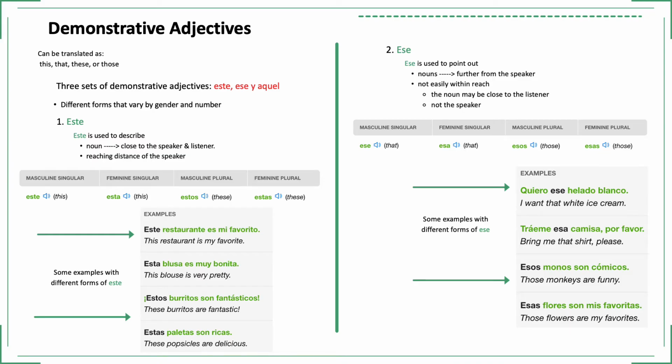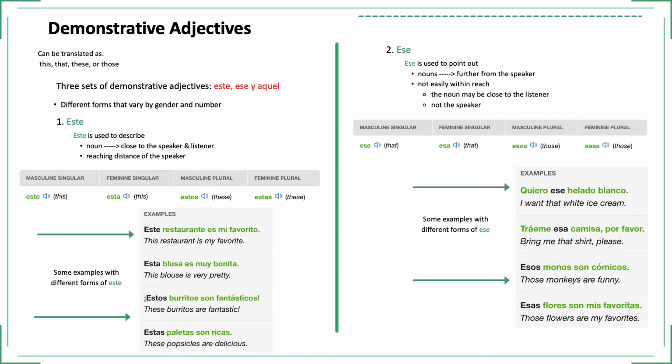Bueno, antes que todo, as the name implies, Spanish demonstrative adjectives demonstrate a quality about the noun they modify. In this case, the quality is the location in respect to the speaker or the listener. Spanish demonstrative adjectives can be translated as this, that, these, or those. Spanish has three sets of demonstrative adjectives, each of which has four different forms that vary by gender and number.